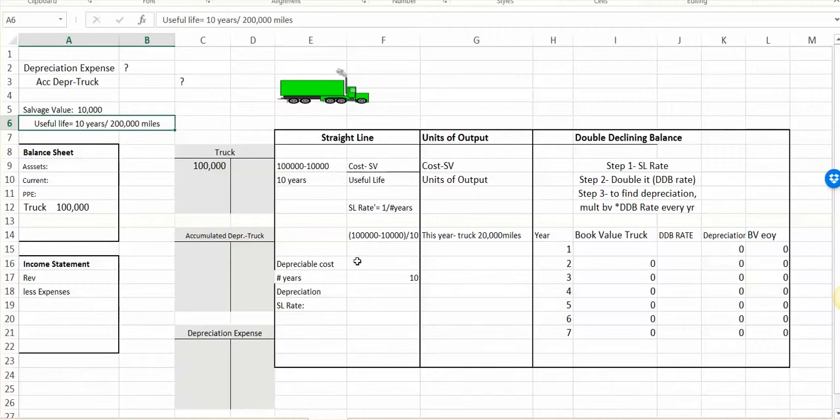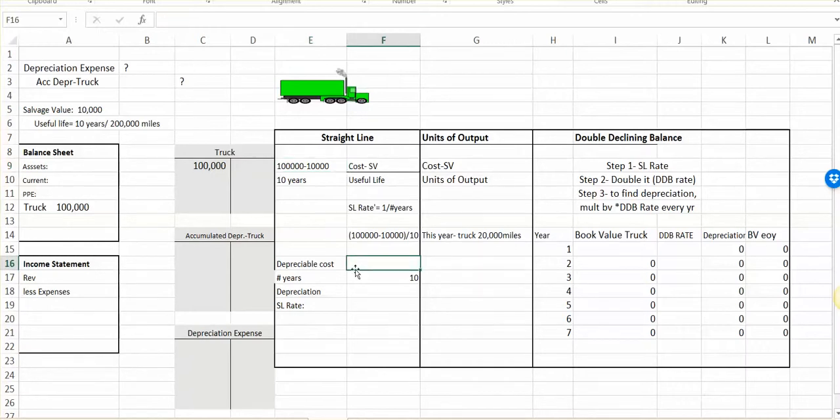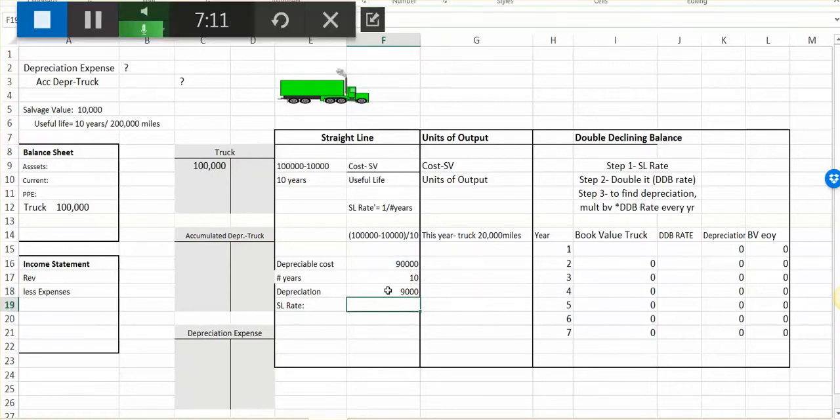The first thing we'll have to figure out is the depreciable cost. The depreciable cost, and I typed it right here, is a $100,000 cost minus the $10,000 residual value or salvage value. So $100,000 minus $10,000 is $90,000, which is the depreciable cost of that truck. You'll divide that by the number of years to come up with your depreciation amount. So I'll say equals this divided by 10, which is $9,000.